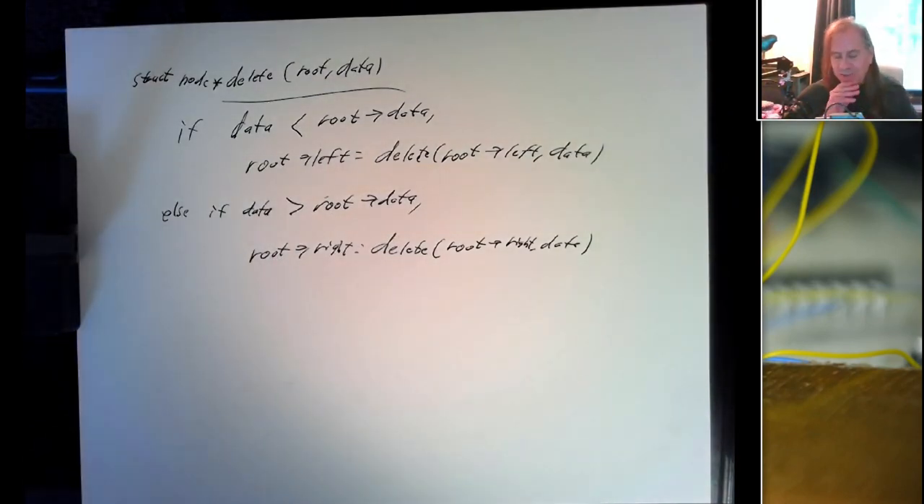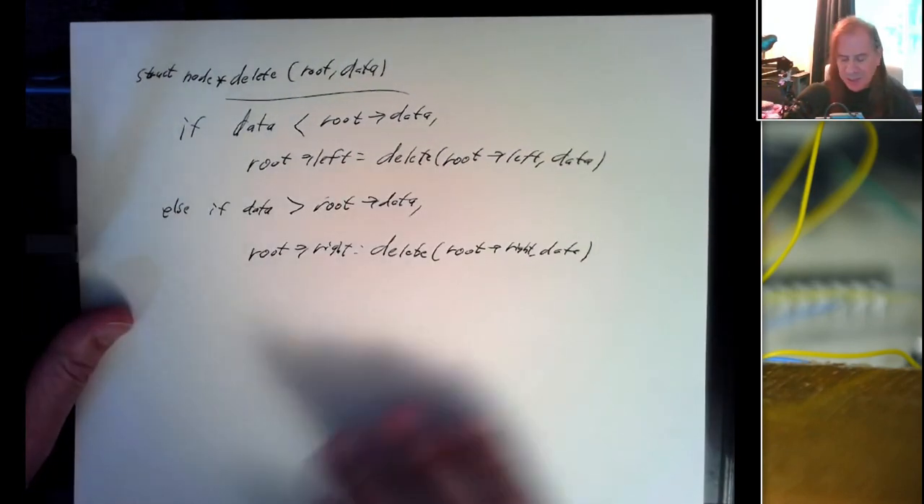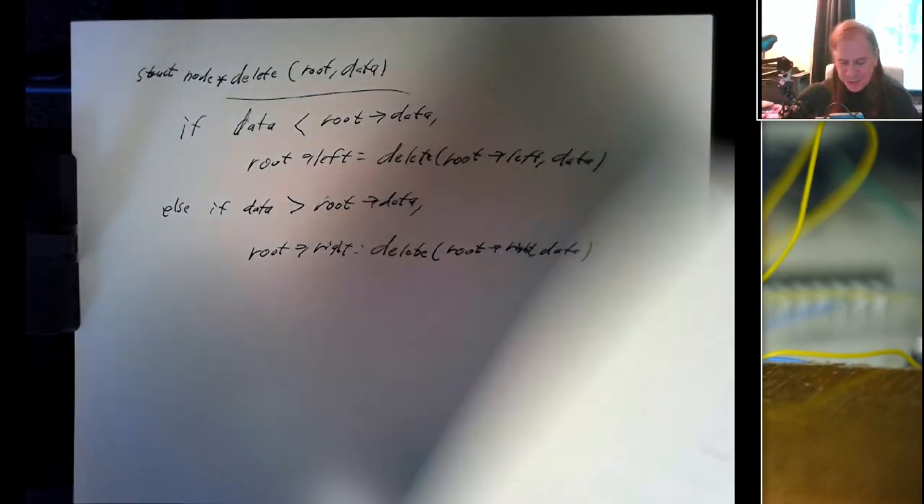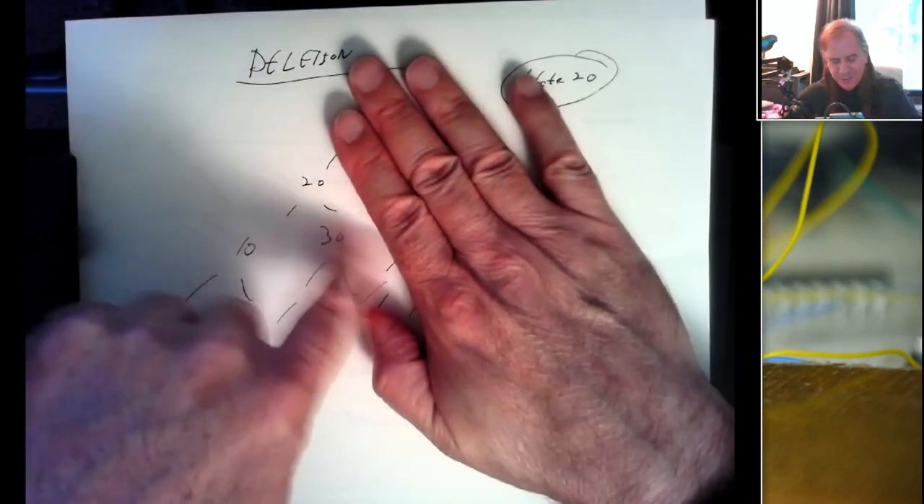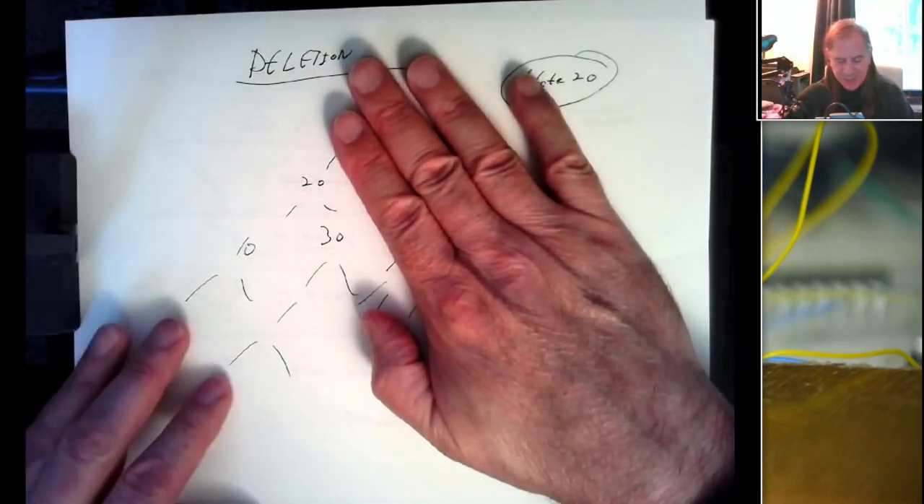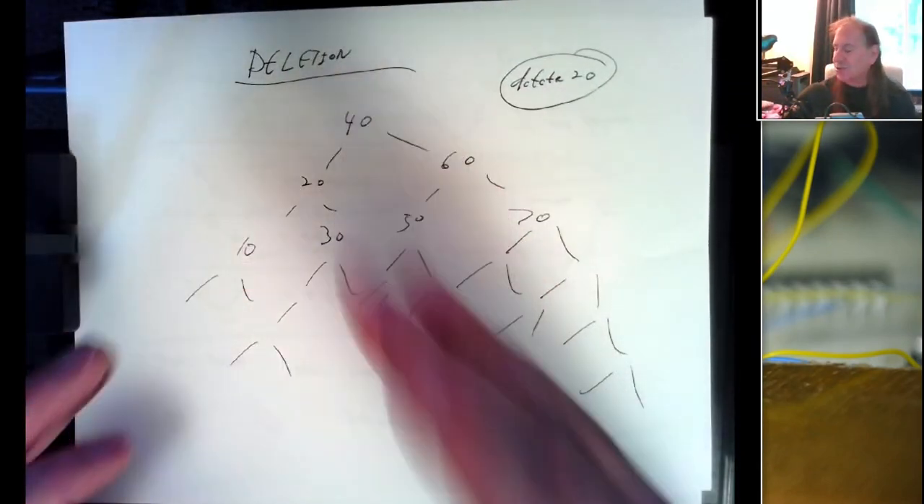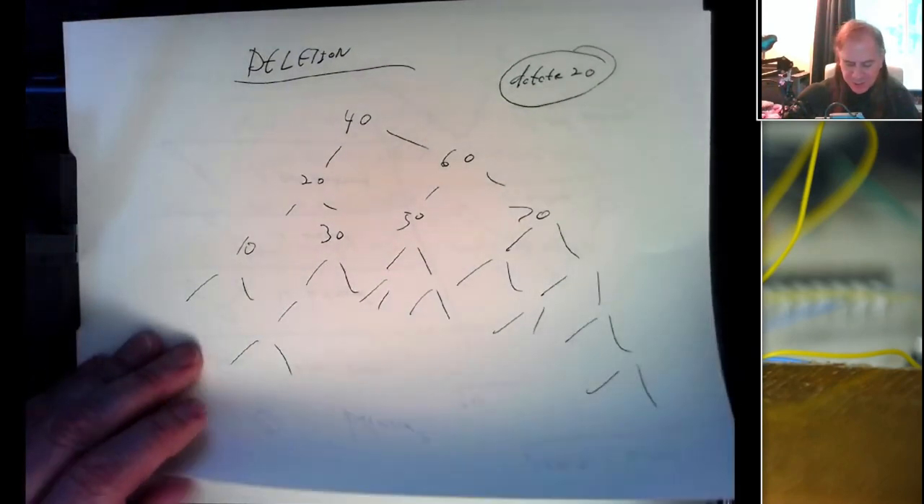So that's the recursive part, but that's the easier part to understand, right? We're just passing on down the line. Hey, I want to delete a 30 from this tree. Okay, do whatever you have to do to delete it from this, and then make that the left subtree of 40. And we're done. We've removed the 30.